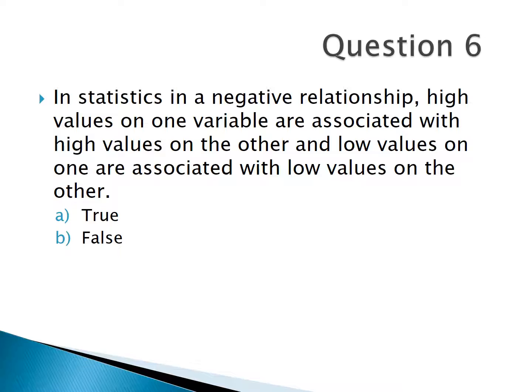Question 6. In statistics, in a negative relationship, high values on one variable are associated with high values on the other, and low values on one are associated with low values on the other. Is this true or false? It's false, it's exactly the opposite. A negative relationship says that high values on one variable are associated with low values on the other, and low values on one are associated with high values on the other. Okay, this is the end of this presentation.